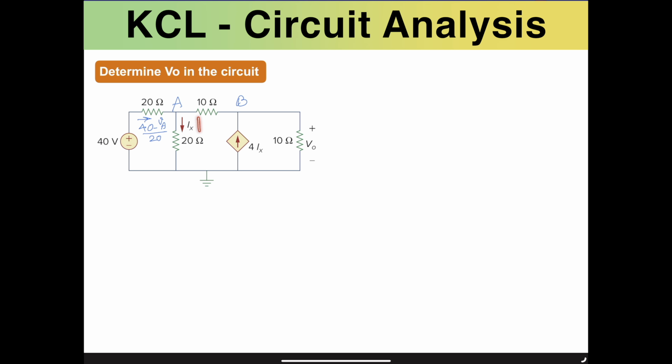However, there is also IX that is coming down. Then what we can write for this current is that this amount of current minus IX is going to give us the rest that is flowing to the right side. In that sense, this current going from A to B will have a value equal to 40 minus VA divided by 20 minus IX. So that will be the current that is flowing in that direction.